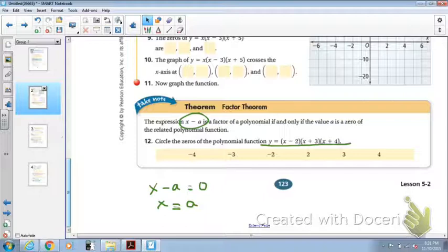So if I set x minus 2 equal to 0, then x is going to equal 2. If I set x plus 3 equal to 0, x is going to equal negative 3. And if I set x plus 4 equal to 0, x is going to equal negative 4. So those are my zeros: 2, negative 3, and negative 4.